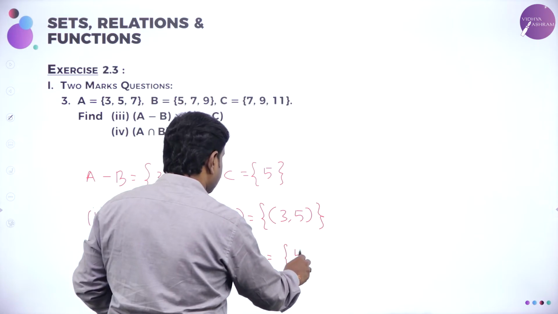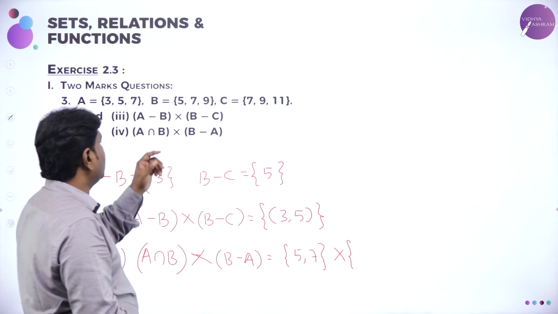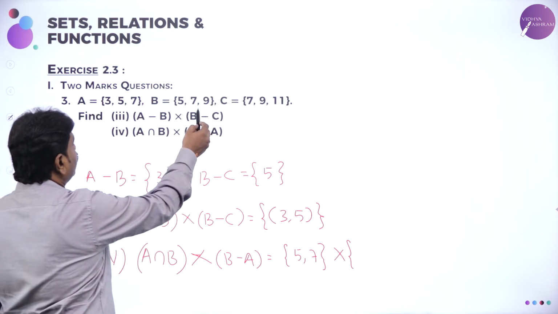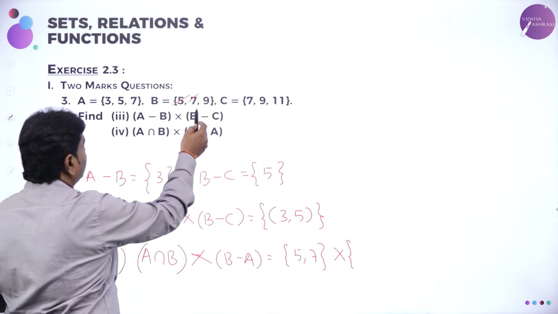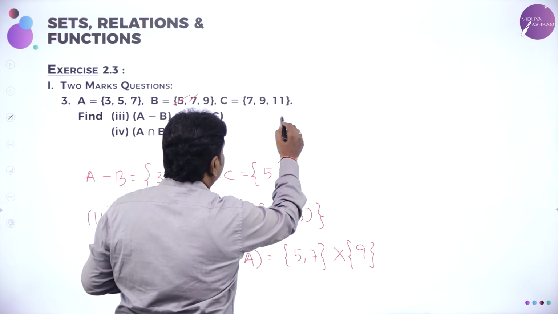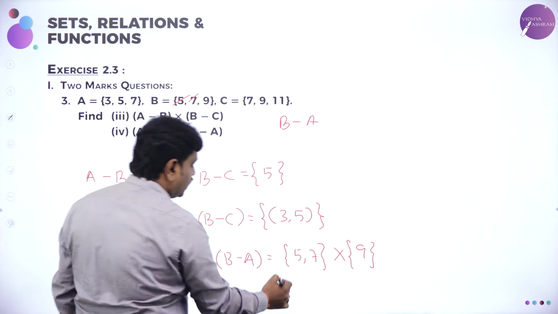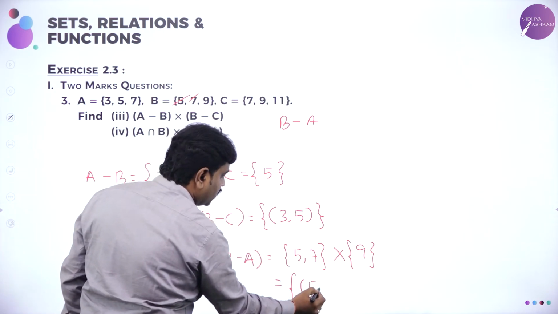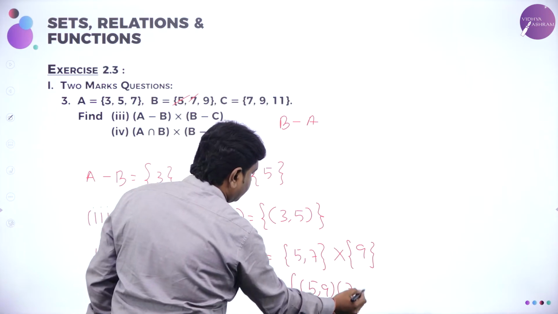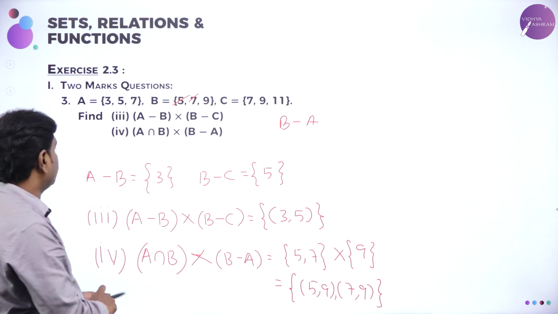So first is {5, 7} cross B minus A. From B, remove A. So 5, 7 if I remove, the remaining element of B I should write is 9. B minus A means from B, remove A's elements and write the remaining. Now the Cartesian product is what? (5, 9), (7, 9). So this is the Cartesian product.